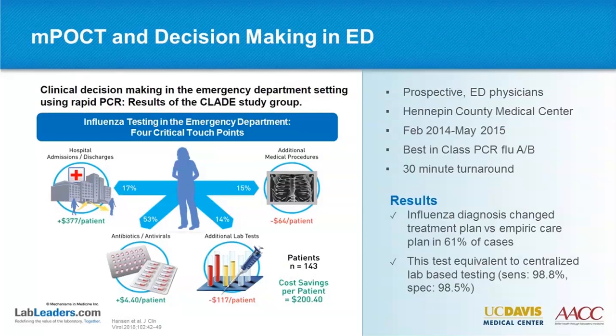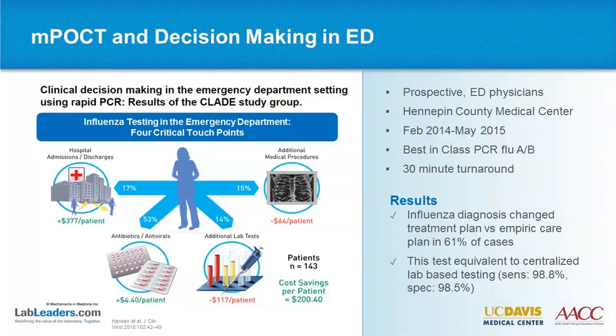So this allows clinicians to have a very objective means to change care rather than empiric care, which I'd like to describe to my residents as effectively educated guessing. It's based on your experience, but sometimes you get it right, sometimes you get it wrong. So this test is equivalent to a centralized lab with sensitivity and specificity of over 98%. And you can see here that there's a gain in terms of revenue of $377, or savings in this case.